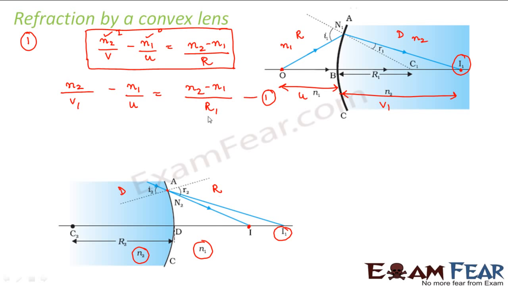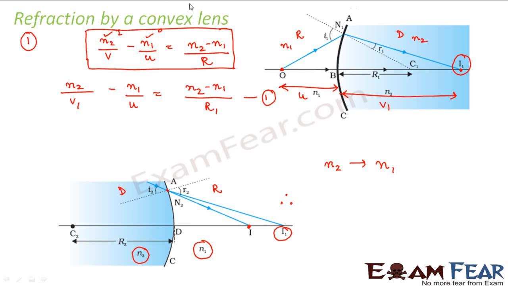In this case, again we will make use of the same expression with a bit of alteration, which is that N1 and N2 get reversed. Normally N1 represents the rarer medium and N2 represents the denser medium, but in this case the light is moving from the denser medium to the rarer medium. Since the movement is taking place from N2 to N1, N1 and N2 will get reversed in this expression.